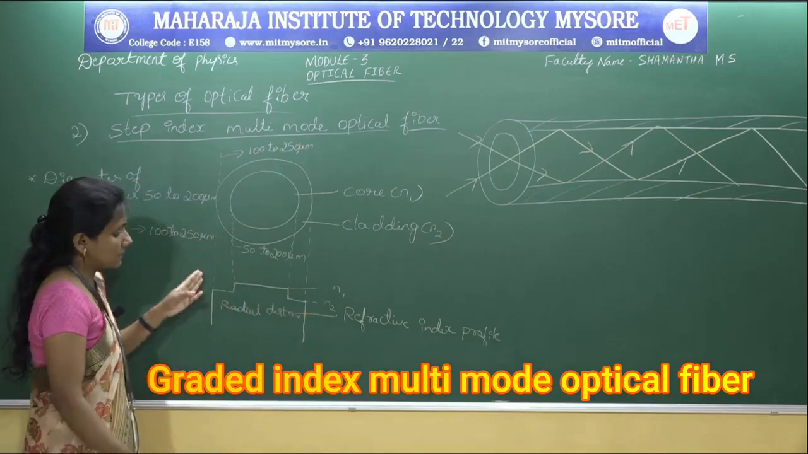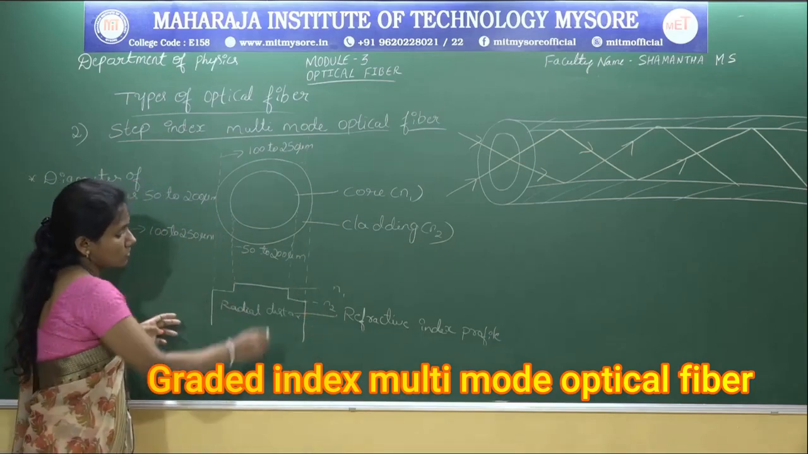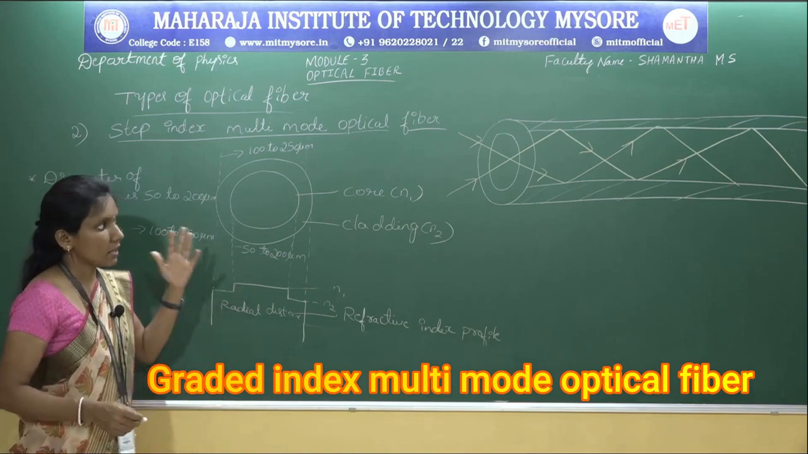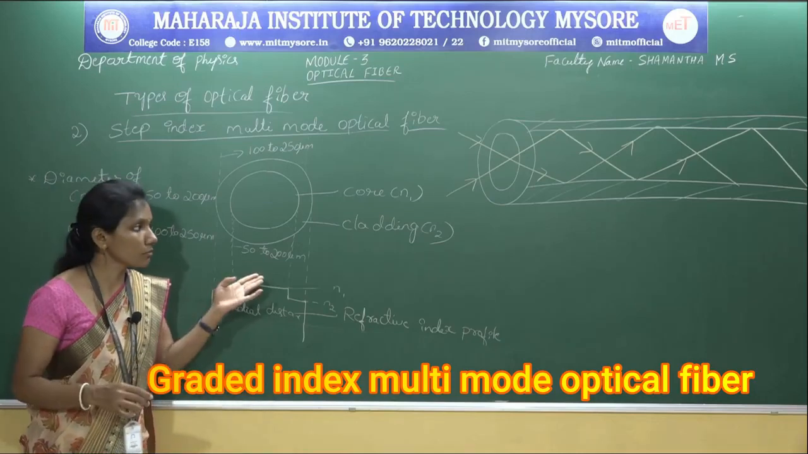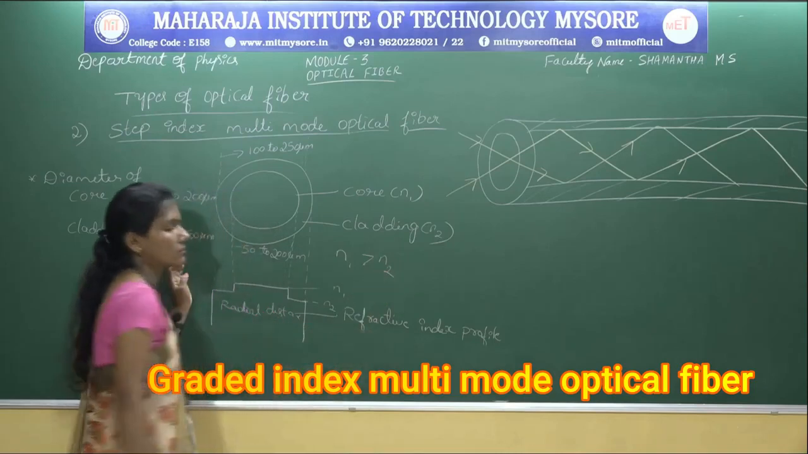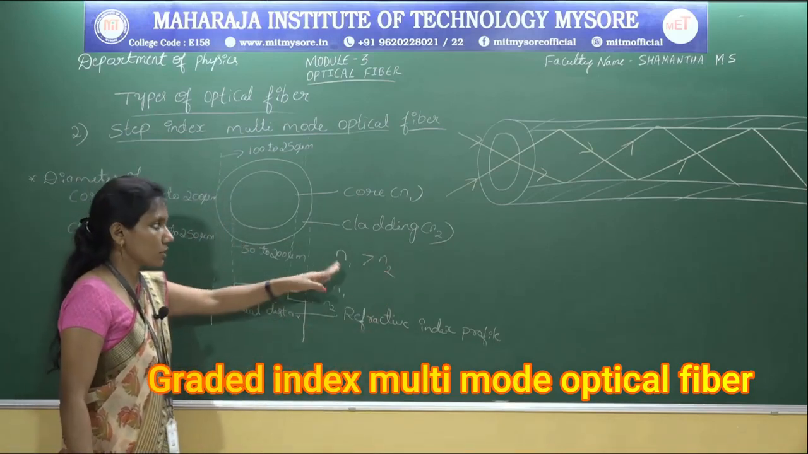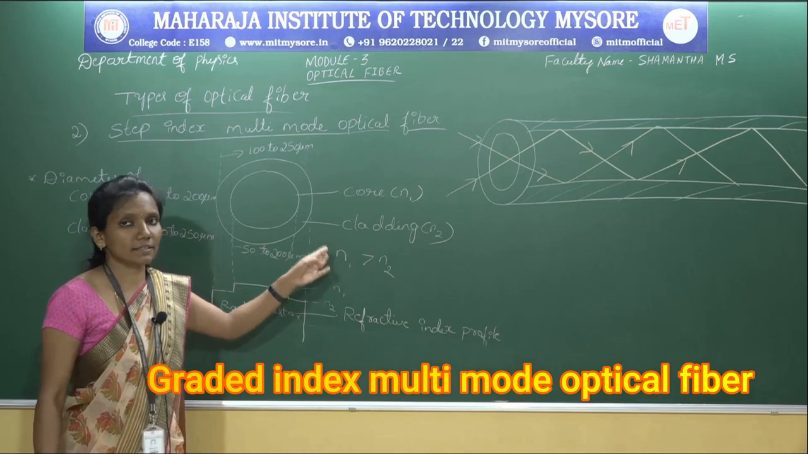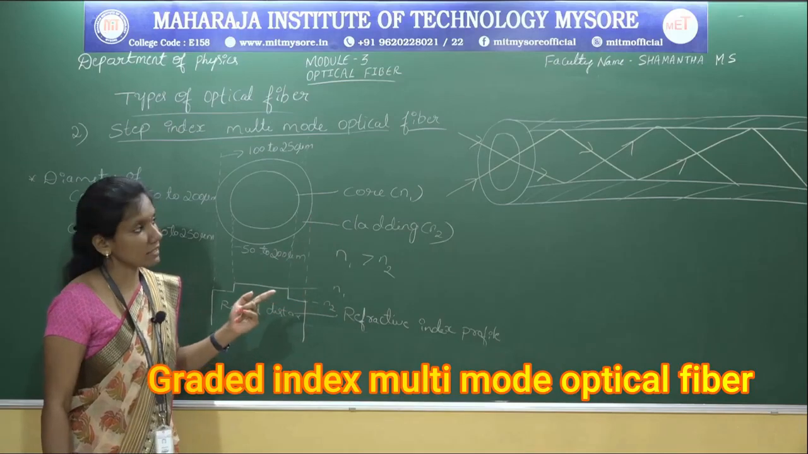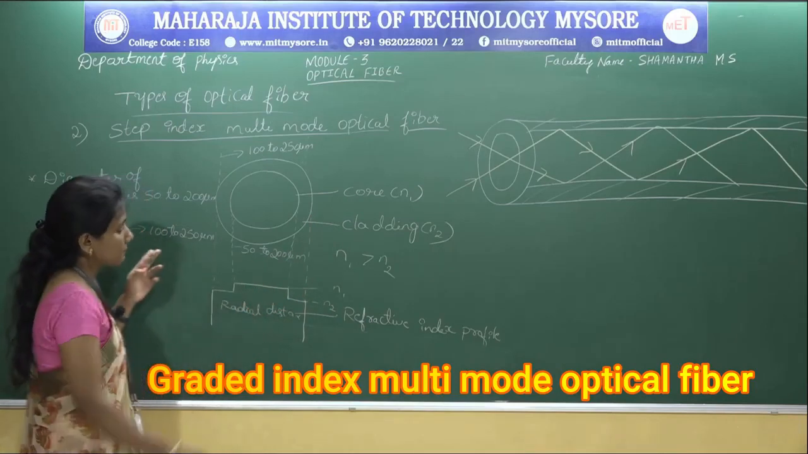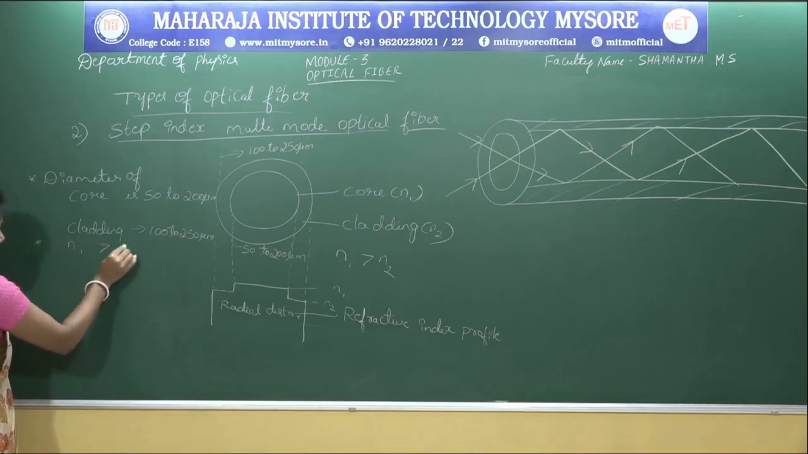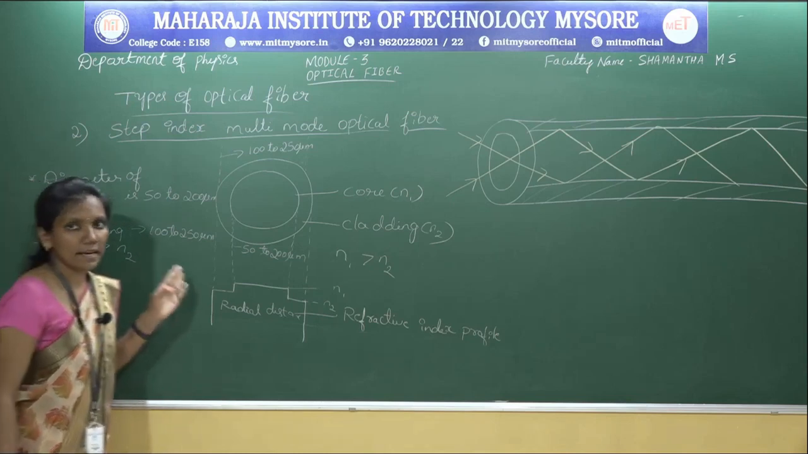And compare it here, what will happen? Here also the refractive indices of the core and cladding are uniform. And here N1, the refractive index of the core, is always greater than N2, the refractive index of the cladding. Only then will total internal reflection take place inside. So that's why the condition is N1 is greater than N2.